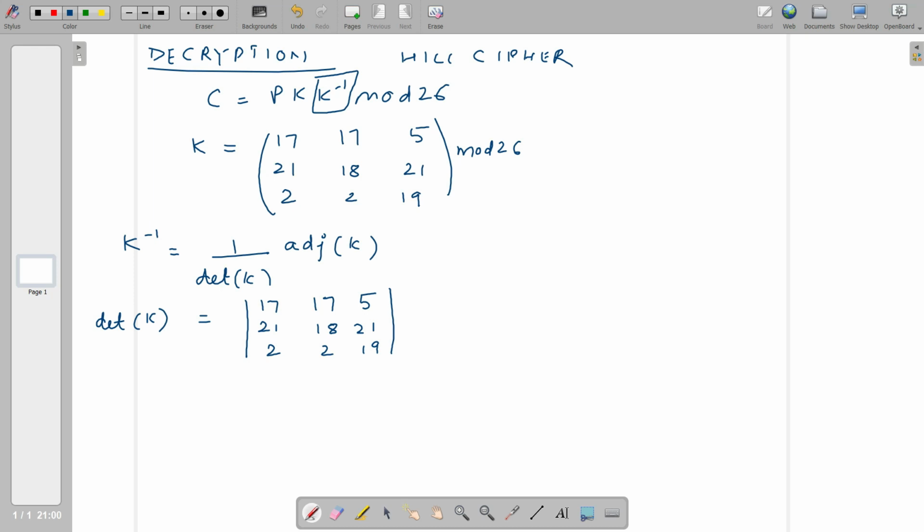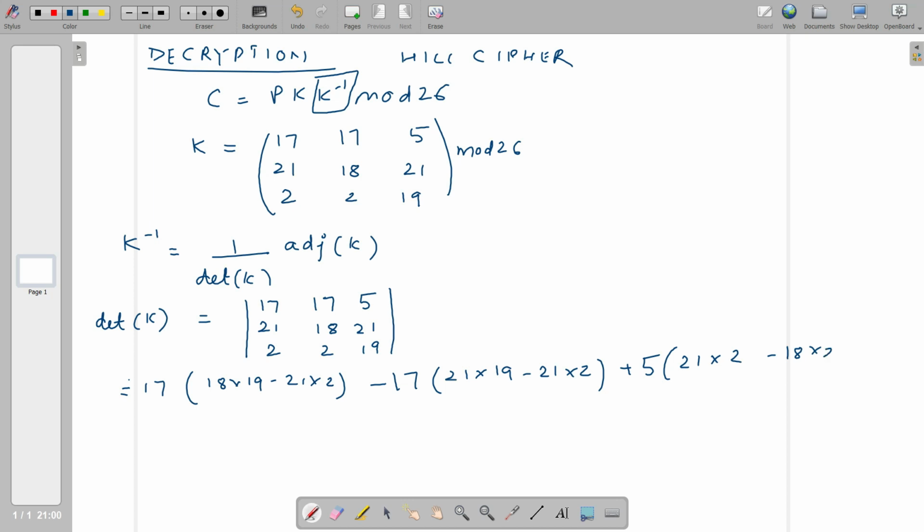When we calculate the determinant, it is going to be 17, then we leave the first column and first row, and this will be 18 into 19 minus 21 into 2. Similarly for the second element, the signs go plus, minus and plus, so this is going to be minus. Now we leave the first row and second column, and it is going to be 21 into 19 minus 21 into 2. And then plus 5, leaving the third column in the first row, it is going to be 21 into 2 minus 18 into 2.